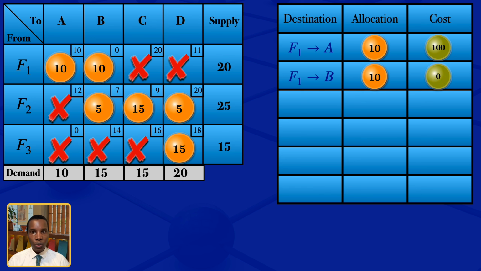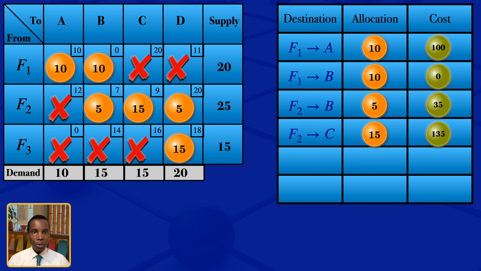Then we go on to the next part where we have an allocation, this one here, from F2 to B. We are saying we are allocating 5 units at a unit cost of 7. So the total cost there will be 5 times 7, which gives us a 35. Then we go on to the next part. This one here, we are looking at F2 to C. We are saying we are allocating 15 units. So the cost there will be 15 times 9, which will give us a 135.